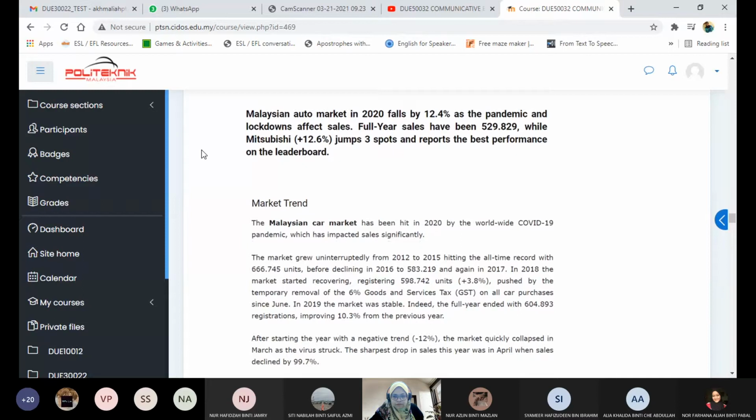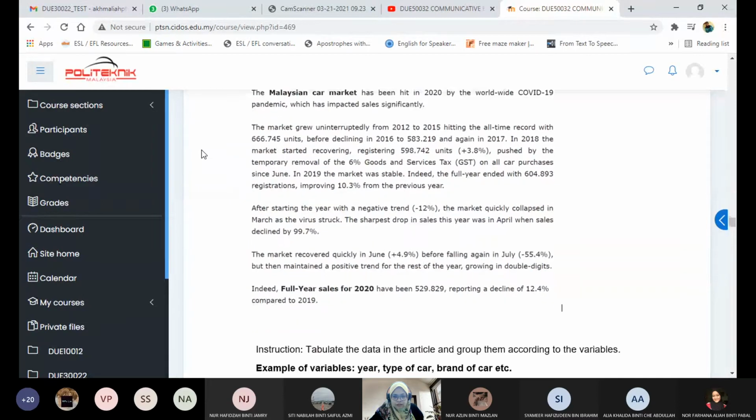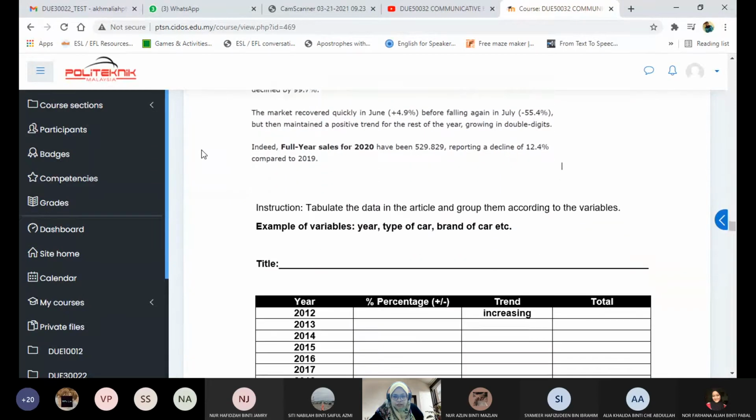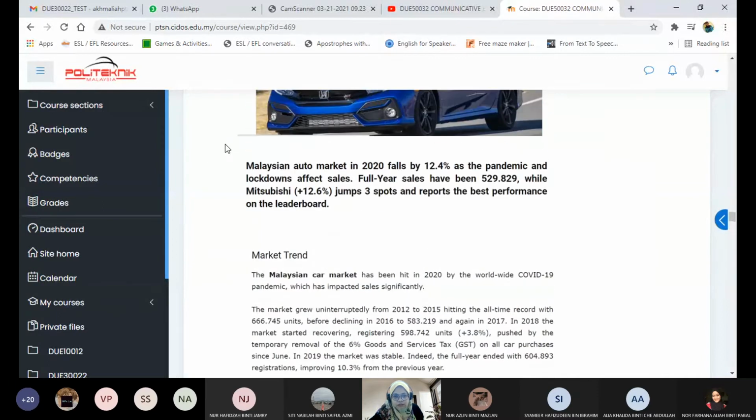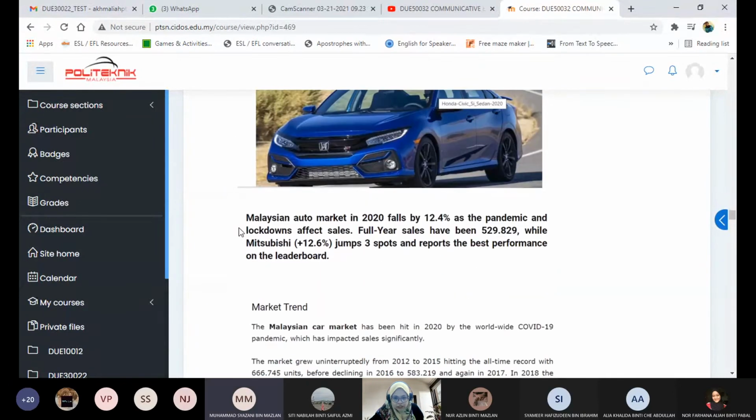Boleh tak? Okay. Okay, ada siapa? Syazani nak tolong baca? Baca yang mana? Ni yang apa? Malaysian Auto Market ni. Baca sampai leaderboard tu.